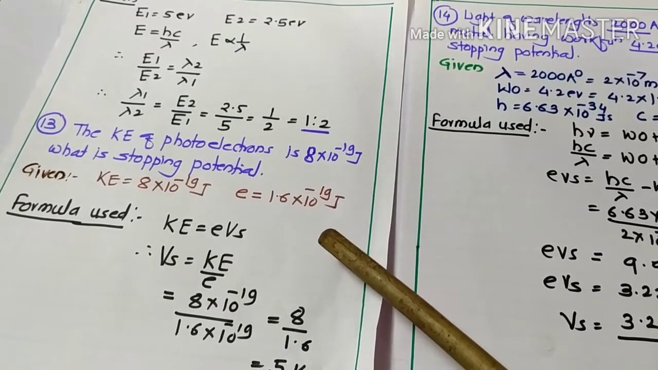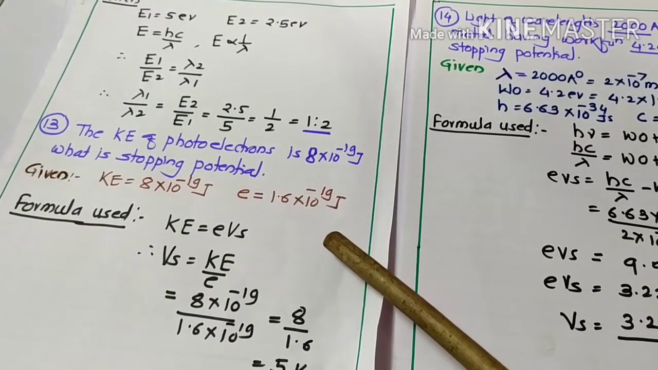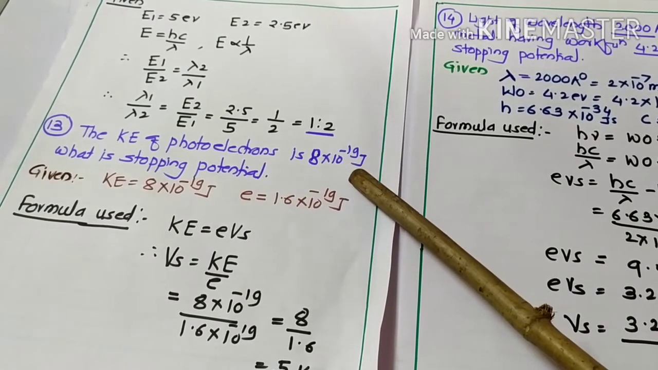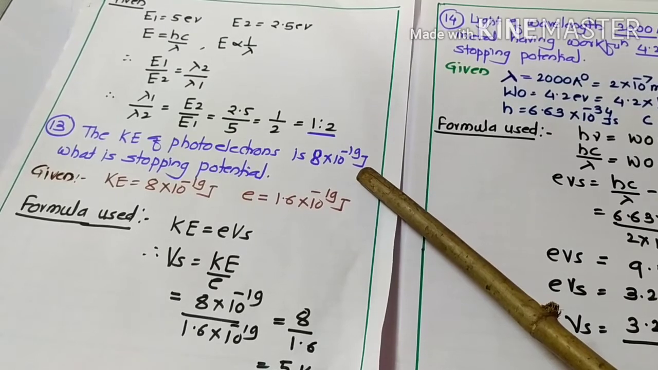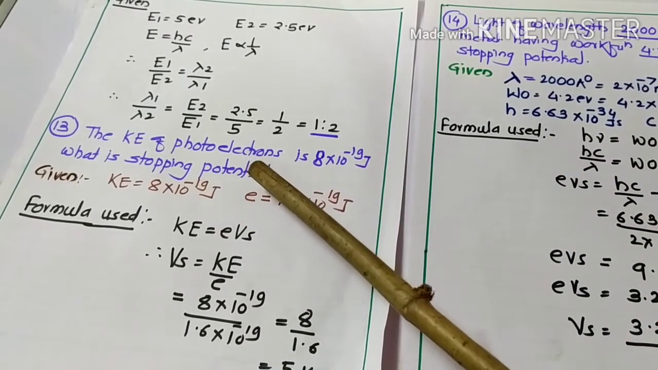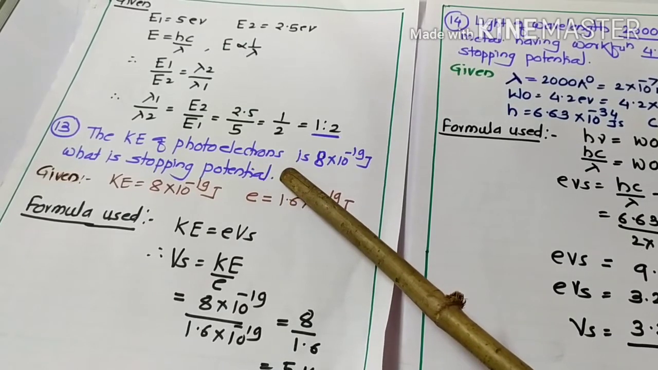Then problem number 13. The kinetic energy of photoelectrons is 8 into 10 raised to minus 19 joule. What is the stopping potential?